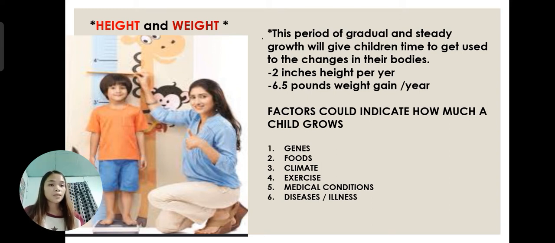Their bodies change gradually. Height increases by about 2 inches per year, so the child becomes taller, and weight increases by about 6 pounds per year. And the factors could indicate how much a child grows: genes, foods, climate, exercise, and medical conditions and diseases or illness.